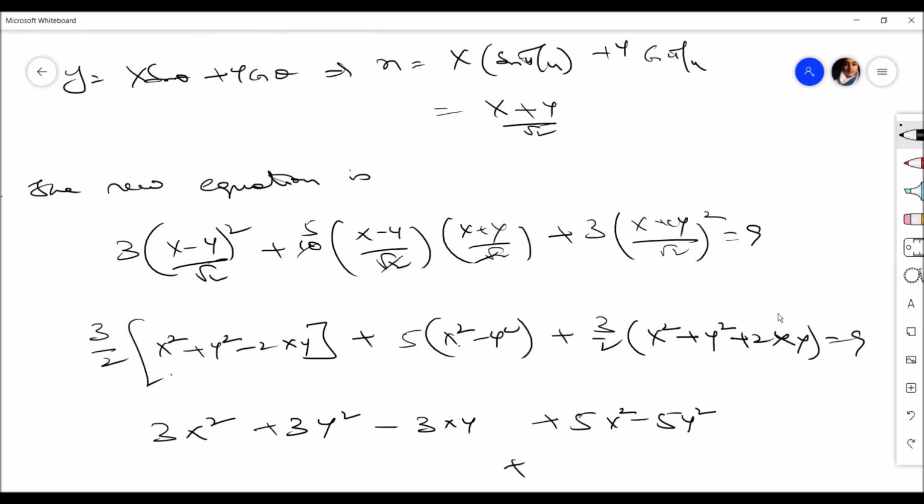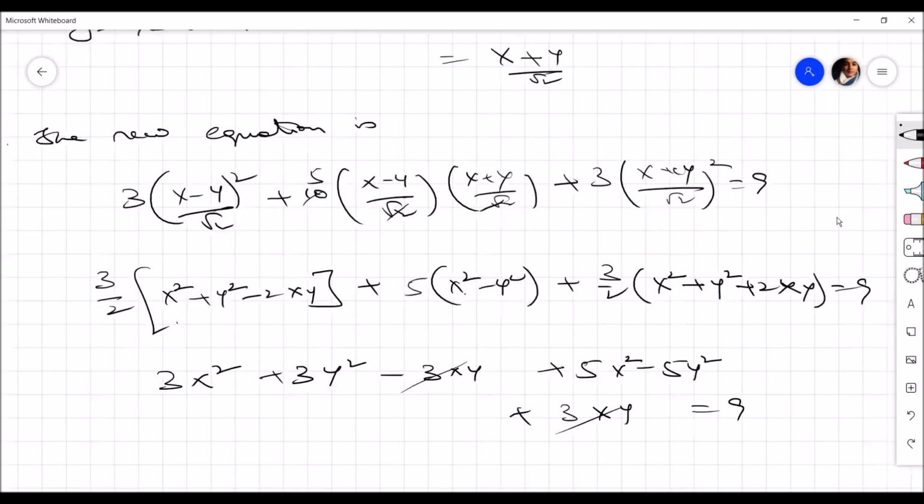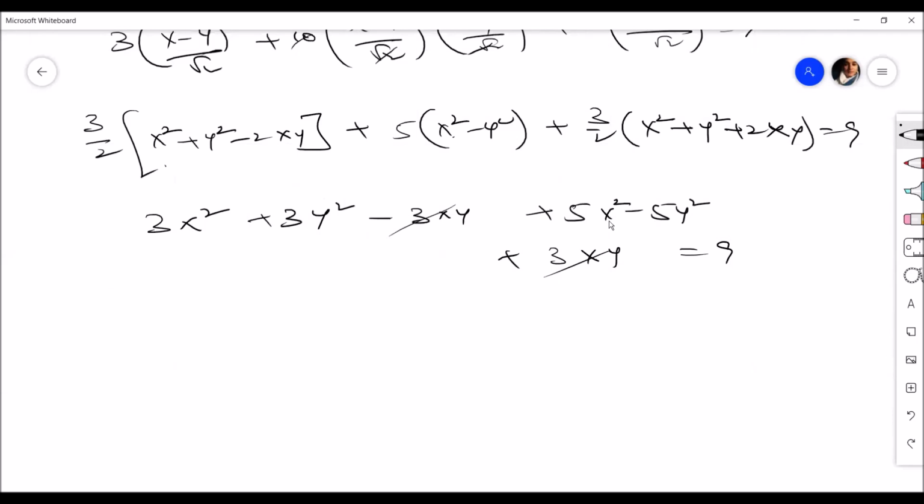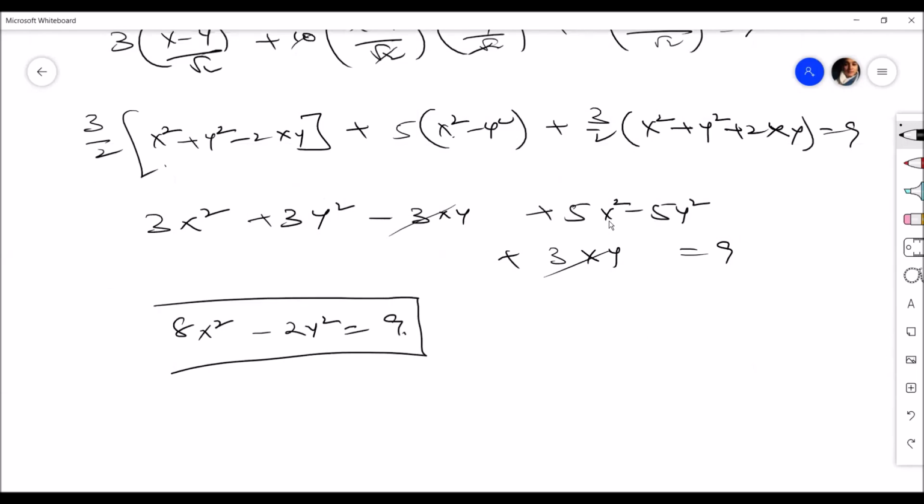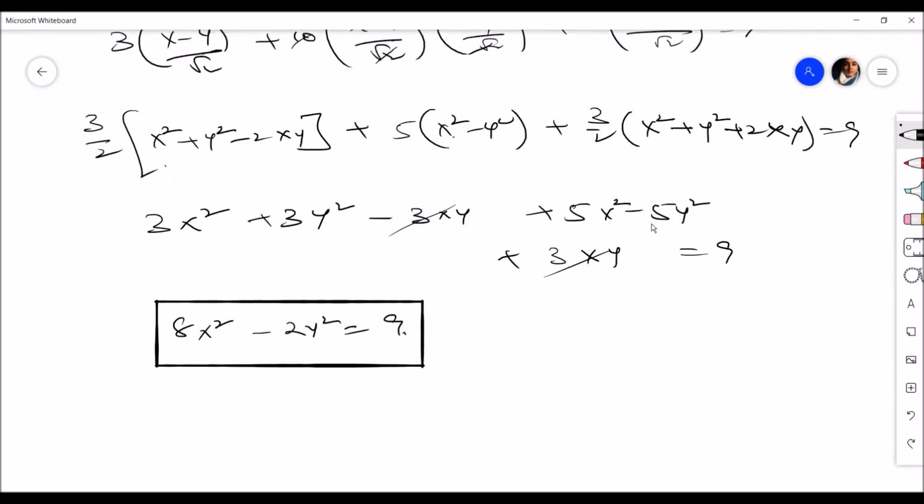So these two I've already added here. So leftover is 3 by 2 into plus 2xy, which is nothing but plus 3xy is equal to 9, right? So this term gets cancelled and you are left with 3x square plus 5x square is nothing but 8x square plus 3y square minus 5y square is nothing but minus 2y square is equal to 9 is your final solution. That's your transformed equation. Is that clear, all of you?